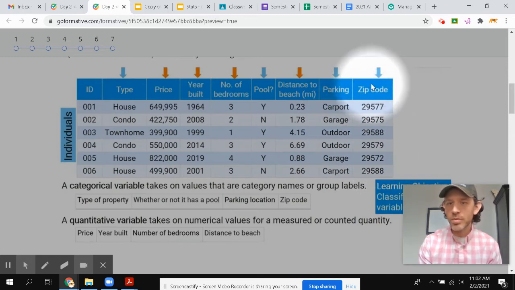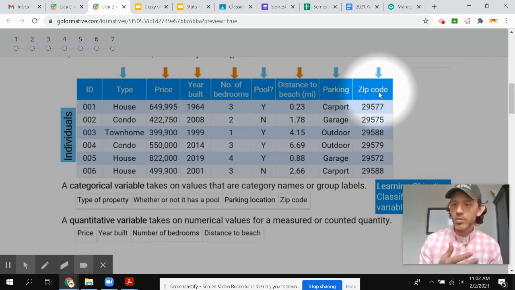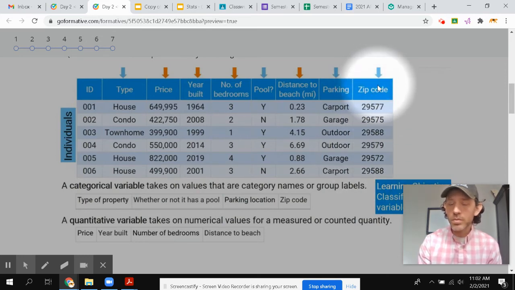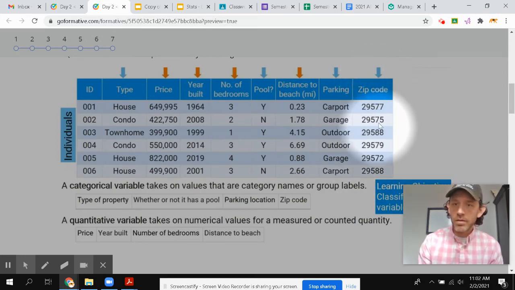And zip code. Now, you'll look at zip code and see that there are actual numbers there. However, zip codes aren't counted in order, right? So we don't consider those as something that's counted. It's more like a label, like that zip code is used to describe where it is. So that's why this is categorical. So sometimes you will have numeric items that are considered categorical. So watch out for that.